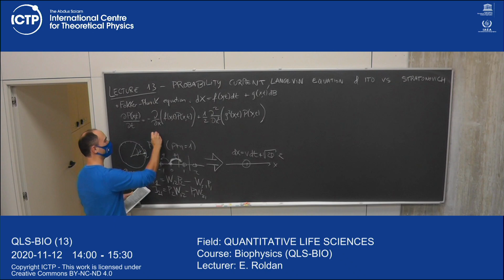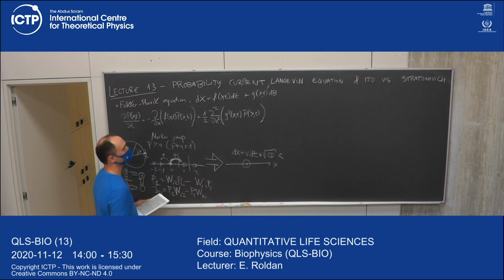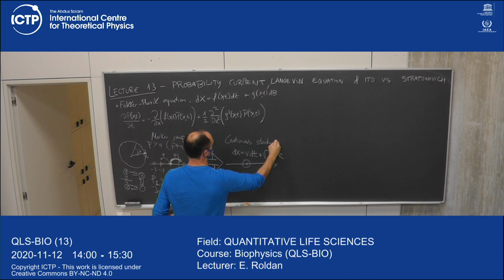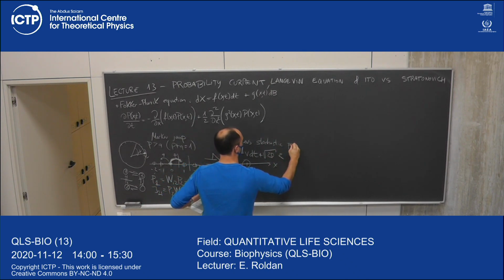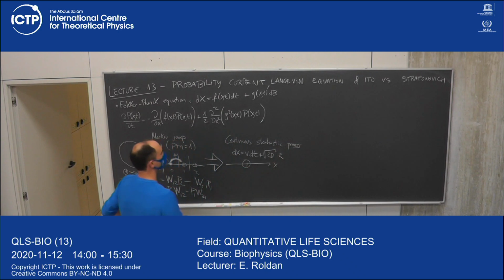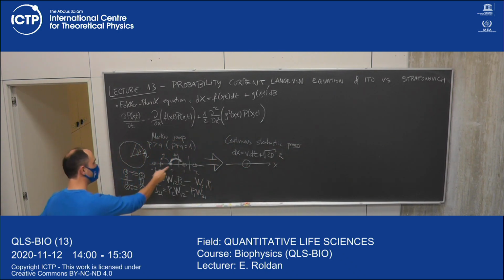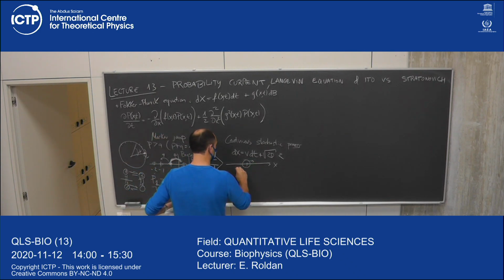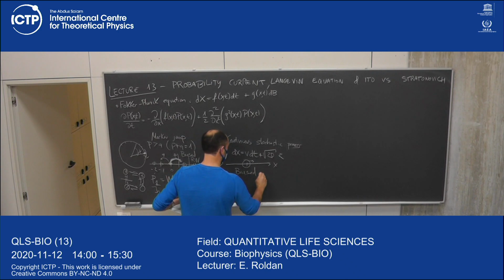This is Markov jump. This is continuous. Okay, this is the class of the process, but the name of this process is biased random walk. Biased random walk. And this one is the biased diffusion.